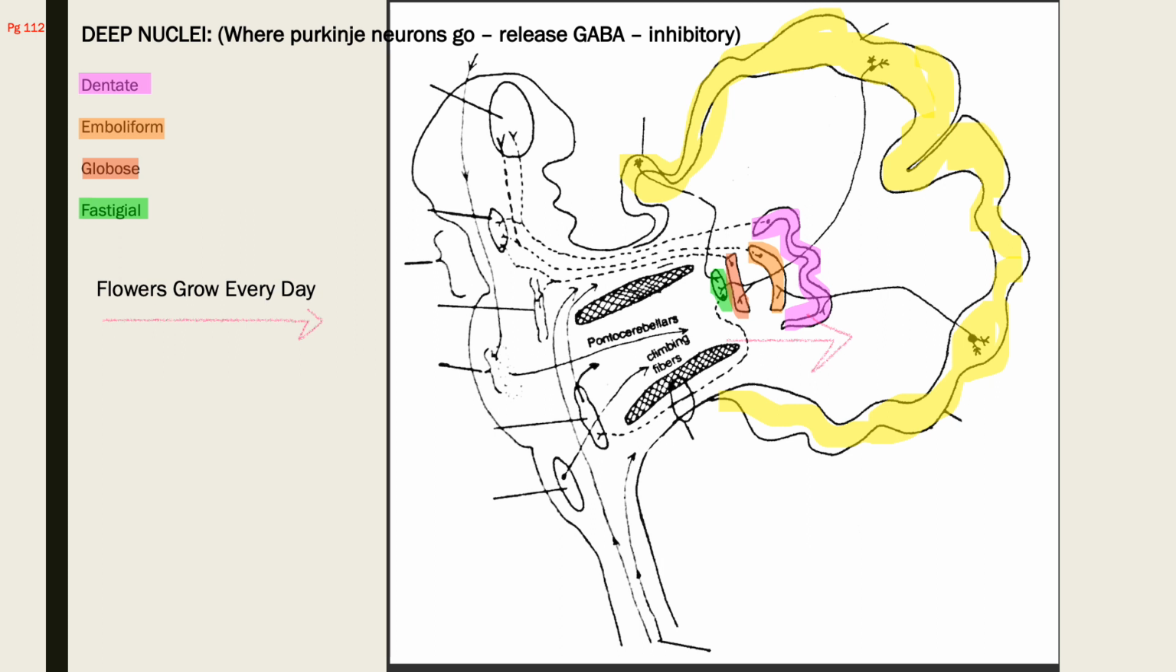So I'm going to start with dentate, and if you think of it this way, it's super easy to remember this. Dentate is the largest and most lateral, so I think of that outside portion that you're looking at as the most lateral.